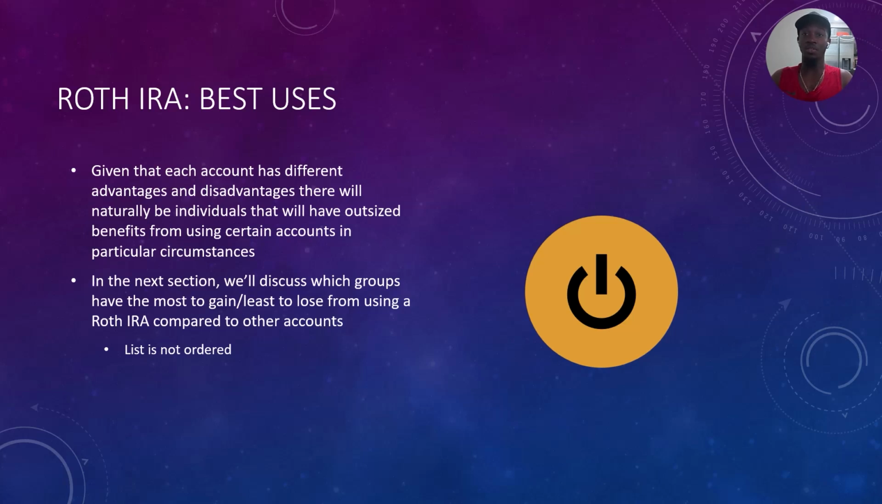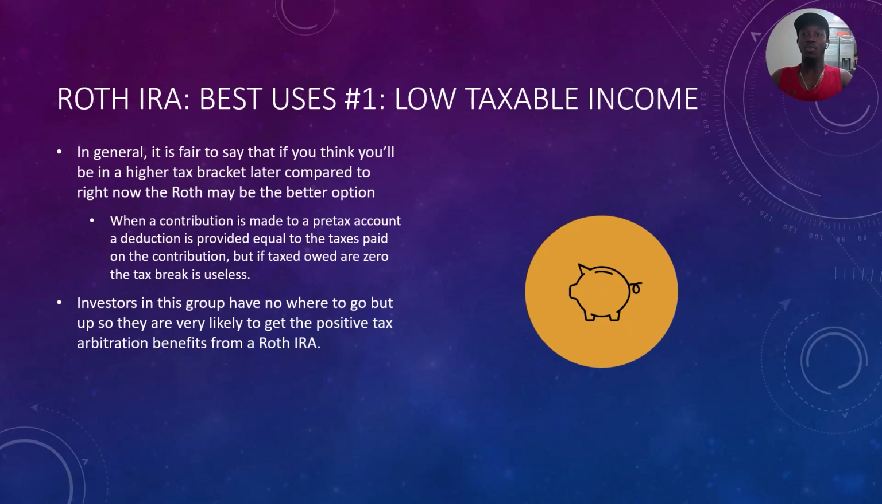So best use case number one. If you are in a position where you have low taxable income, this can be accomplished one of two ways. You either have a low taxable income because you have a relatively low income, or option number two, you have a number of different income sources, and it just so happens that the ones that are taxable are not that much, right? So if you own real estate or something like that, you maybe get a lot of deductions, and so your taxable income might be lower, for example.